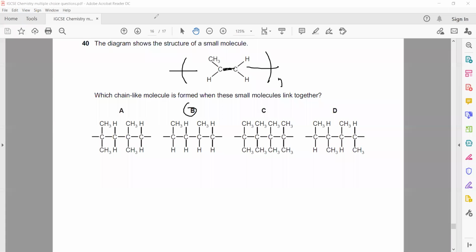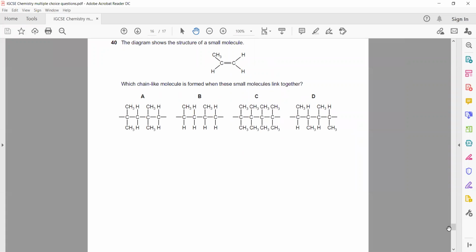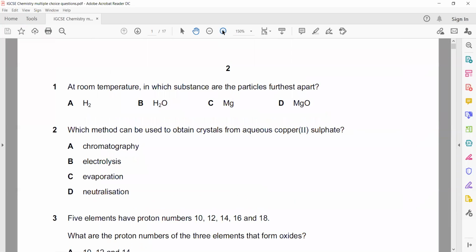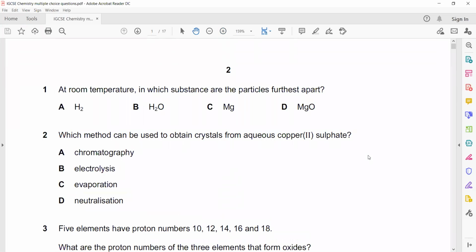So these are the questions related to yesterday's test. Any question you want me to re-explain? Is it clear to everyone? Okay, I'll end the session and share another link to discuss paper 6 with you.